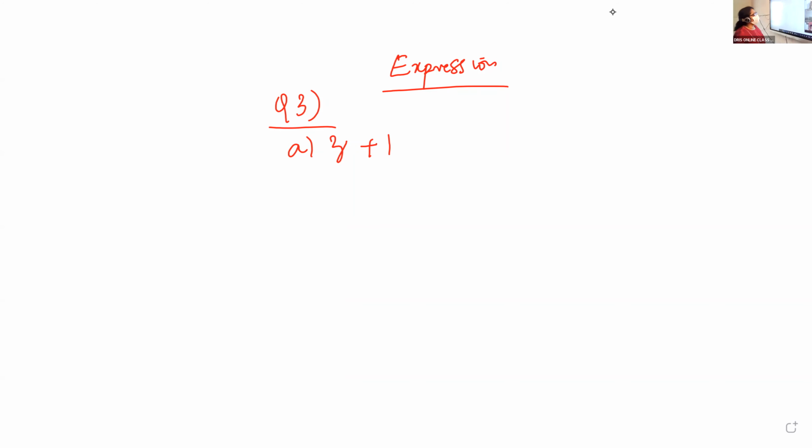1 added to Z. Is it correct what I said? Yes, ma'am. So you can write it here, 1 added to Z. Are you comfortable with me writing Z in this way or in this way? Both are comfortable, no? Yes, ma'am. So, 1 added to Z.